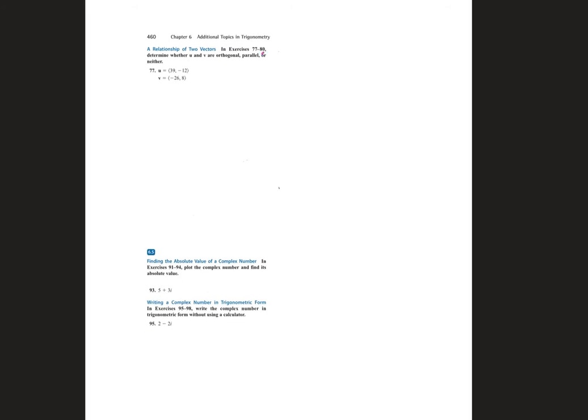You can actually cross out the rest of this page. Whatever page this is, page 3 that I'm on, page 4, you can cross those out. I didn't put the parallel, orthogonal, or the complex number with the trig form on there. So you can cross those out.